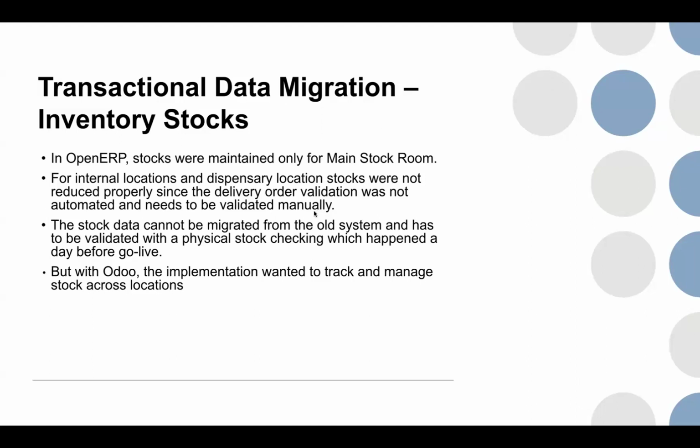In the initial days, people used to validate it, but slowly the delivery order validation stopped, due to which the stocks in the sublocations did not reduce properly and the stocks were inconsistent. But with Odoo, that has been automated, and the facility also wanted to track the lots even for the dispensary location and the sublocations as well. Since the data from the old system was inconsistent, we had to migrate it with the physical stock checking exercise which happened on the day before the go-live.